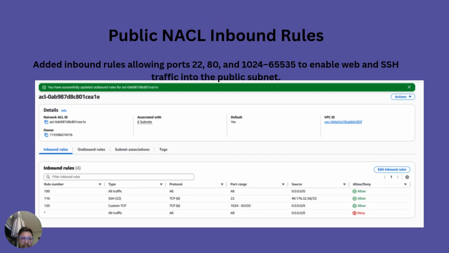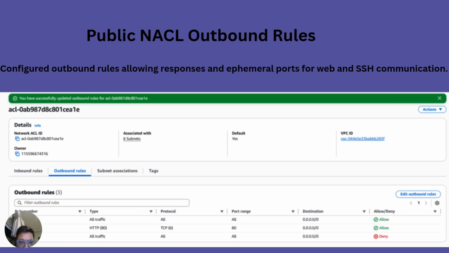And the public NACLs were also created, and the inbound rules were also defined, like you can see in the screenshot. The inbound rules allow ports 22, 80, and the range between 1024 and 65,535 to enable web and SSH traffic into the public subnet. And the public NACL outbound rules were also created. So the outbound rules, as you can see, we will go to the console, and in the console I will tell you.